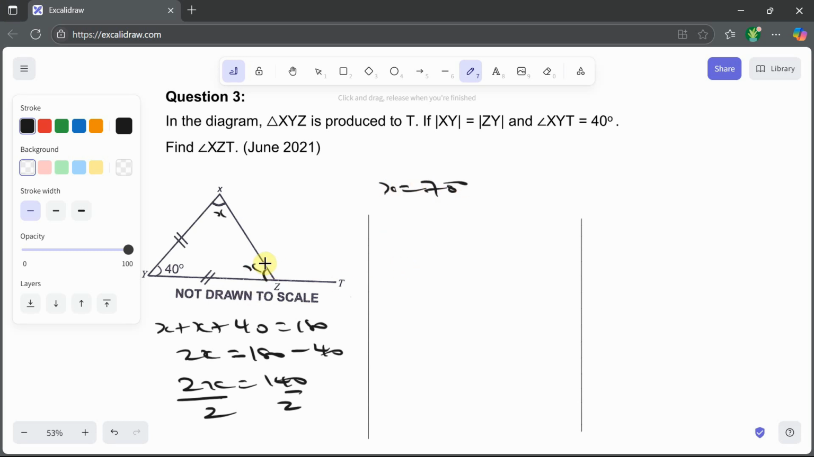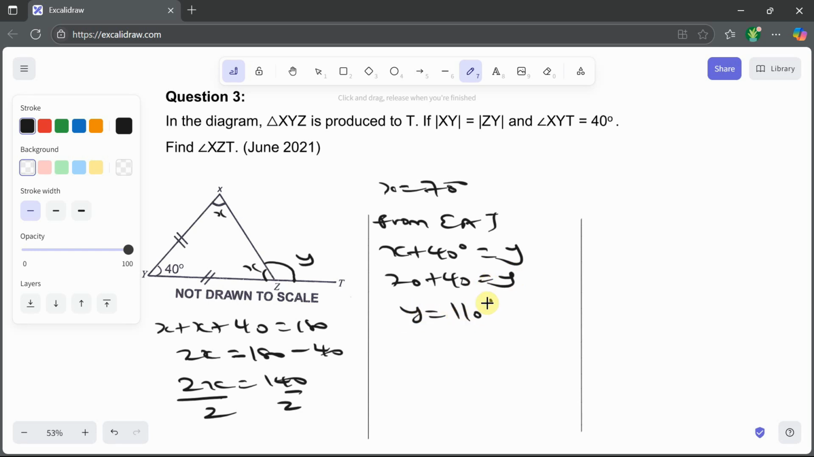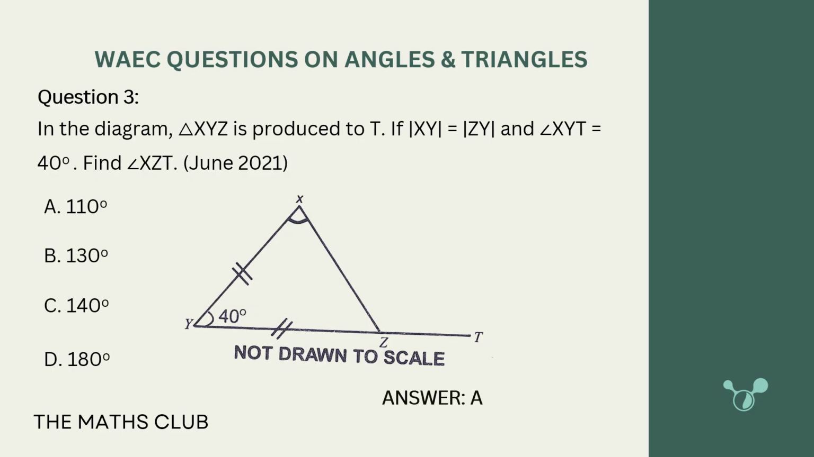I can find this guy here, this angle XZC. So if I call this guy y, I could say 40 plus x is equal to y, or I could say x plus y is equal to 180. Any one I choose. As always, I use the external angle theorem. So from the external angle theorem, our x plus 40 degrees will be equal to y, right? So that will be 70 plus 40 is equal to y, and I can say my y is equal to 110 degrees. Let's see if our answer is correct. That will be option A. Great.